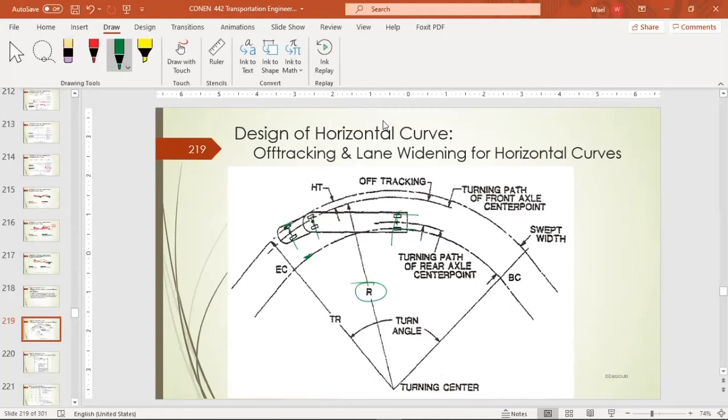Also, we have different parts. We have here the off-tracking for the front overhanging of the front bumper. And we have the wheel track, so the wheel track will be from here to this outer wheel track. So basically this vehicle will need this distance to make the turn without hitting other vehicles on the road.